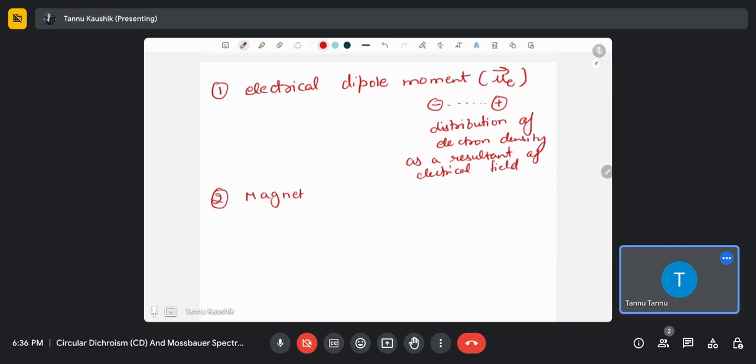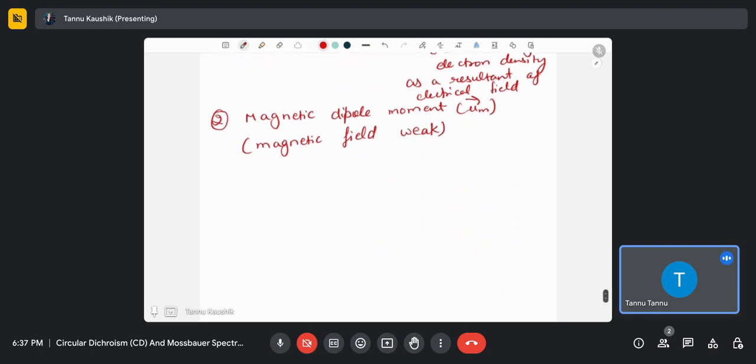And the second is magnetic dipole moment. The magnetic dipole moment is generally not dominant because the magnetic field is weak, and it doesn't produce much effect on the distribution of electrons in a molecule, or we can say the charge separation in a molecule. And third is the electrical quadrupole moment.